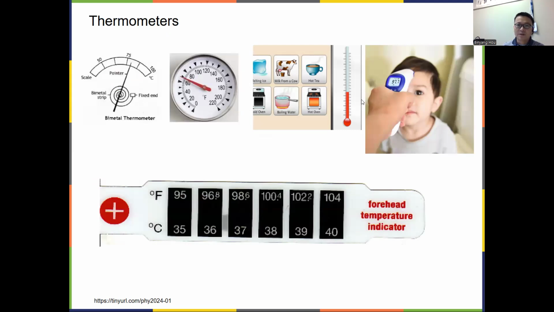There are different forms of thermometers. The old-fashioned ones, like a thermostat at home, have a needle and a scale. Or the more physical ones you might have used in chemistry, this type of thermometer in the middle. These days at home, we pretty much have digital thermometers. This is the one they use to check the temperature of the body.